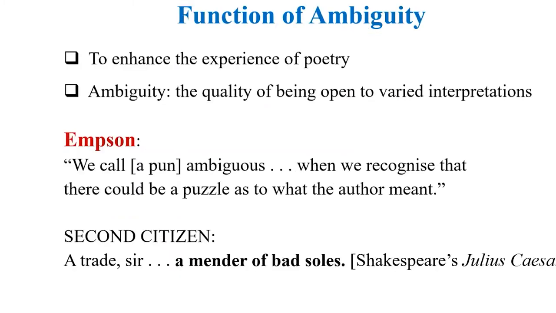Okay, we'll go to the next one. What is the function of ambiguity? Its function in poetry is that it enhances the experience of poetry. Even the word still, you know, it adds so many meanings to that one sentence. And when you read Ode on a Grecian Urn, the first sentence, it will go on and on.